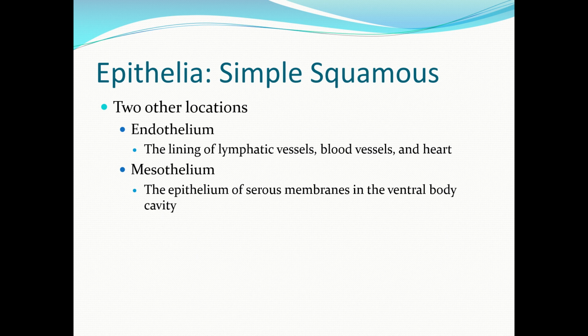There are two special locations of the simple squamous epithelia. Simple squamous epithelia will be one layer of flat cells. When they are found in the lining of the lymphatic vessels, the blood vessels, and the heart, they are called the endothelium. When they are found lining the epithelium of serous membranes of the ventral body cavity, they're called mesothelium. You've heard of mesothelium before because you've heard of mesothelioma, which is the cancer of the mesothelium, and it is caused by exposure to environmental toxins such as asbestos.